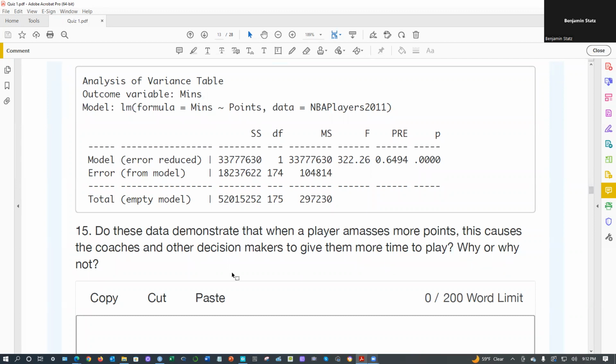That discussion you build up: to demonstrate that when a player amasses more points, this causes the coaches and other decision makers to give them more time to play? Yes or no? Would this cause it? That's not the only reason for them. There's a relationship between the number of minutes they played and the points they have amassed. But would that cause coaches and other decision makers to give them more time to play or not?